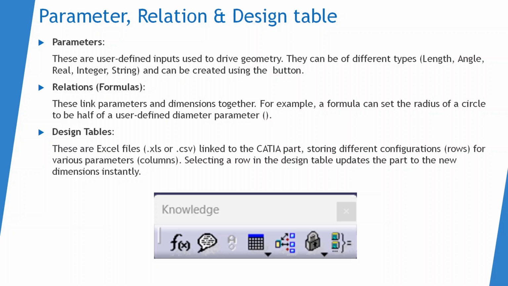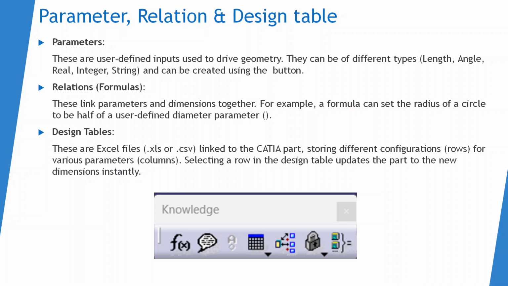Next is relation or formula. These link parameter and dimension together. For example, a formula can set the radius of a circle to be half of a user defined diameter parameter. So next, today we see design table.